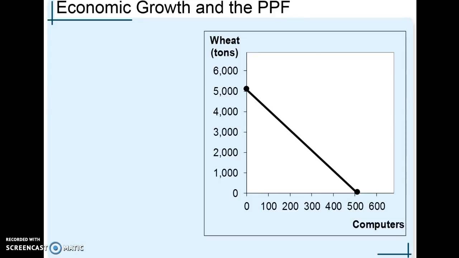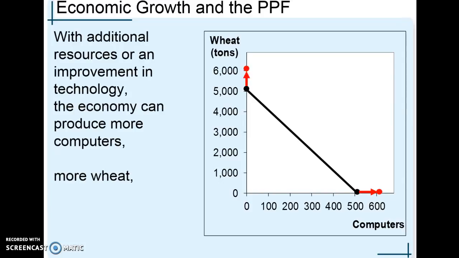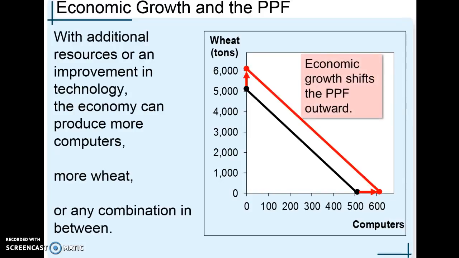Okay, remember that the PPF shows the trade-off between the outputs of different goods at a given time, but that trade-off can actually change over time. And how does that happen? With additional resources or some improvement in technology. That would allow the economy to produce actually more computers or more wheat or some combination. So that's what this slide is showing. The resources have grown, so there is an economic growth or a shift of the PPF that goes from this black line here out toward the new PPF, which is in red.